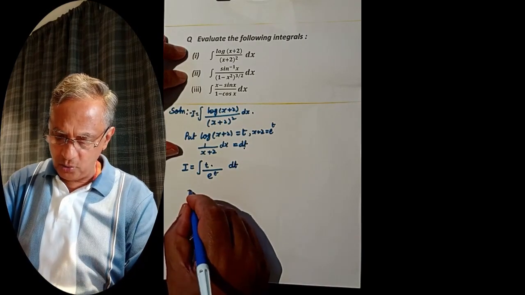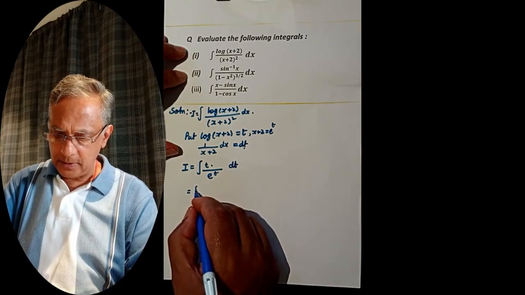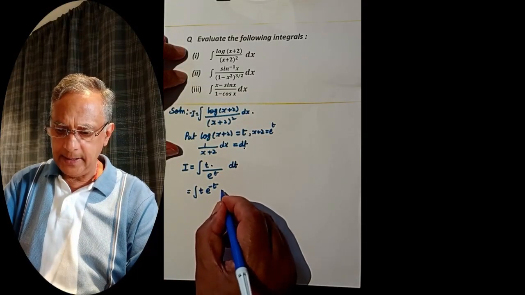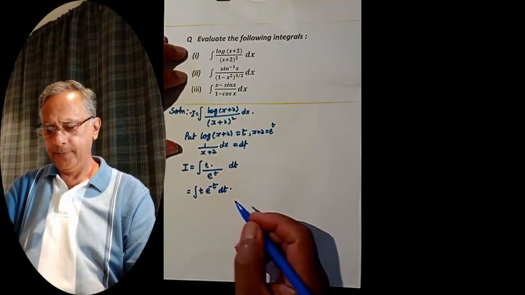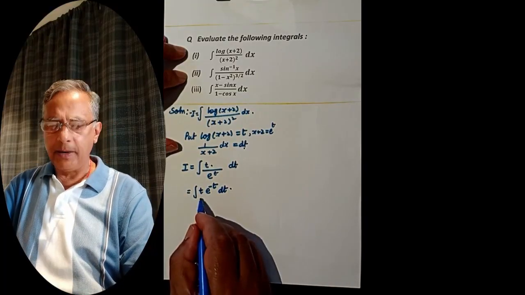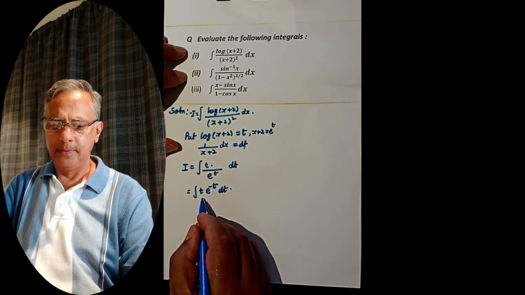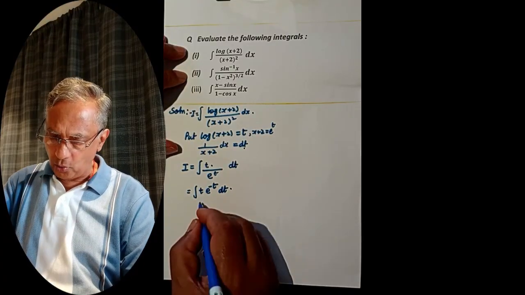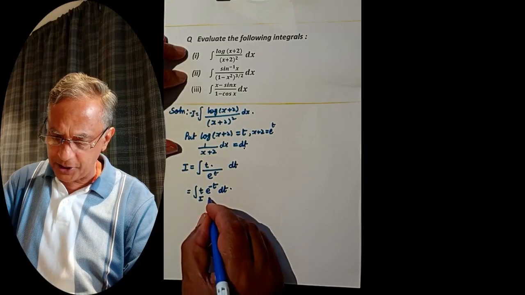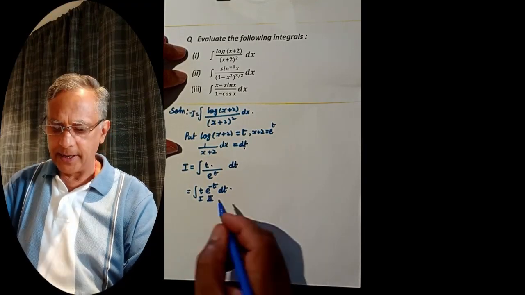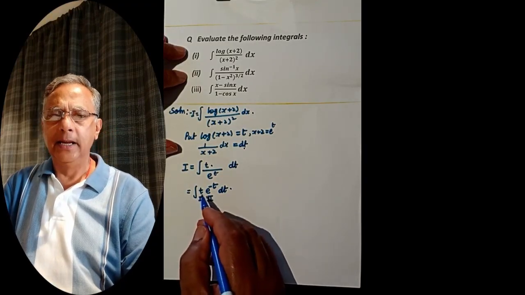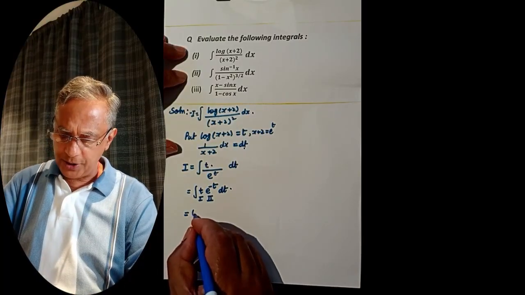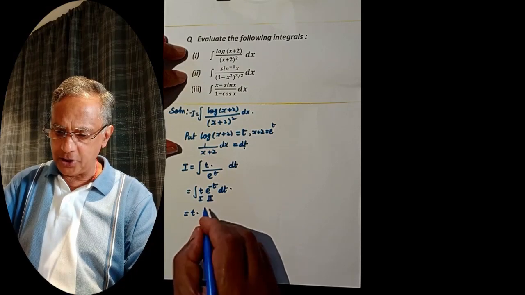And this is equal to the integral of t times e to the power of minus t dt. Now we use integration by parts. This will be the first function and this the second function, because this is not an exceptional case. So we will do this as first function into integration of second.